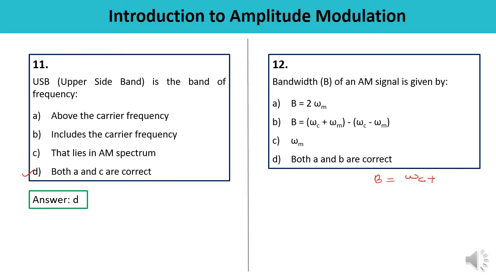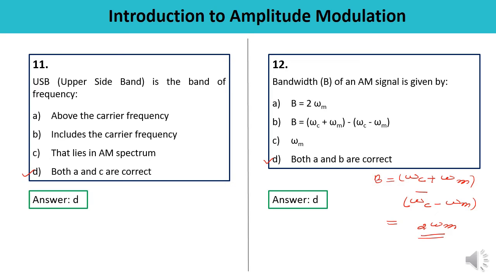First term omega C plus omega M minus omega C minus omega M. If you simplify it, you will be getting 2 omega M, right? It means the bandwidth of an amplitude modulated wave is twice the highest frequency present in the modulating signal. Now check the options which have been given. A and B are the correct answers, which means the correct answer is D. Both A and B are correct.